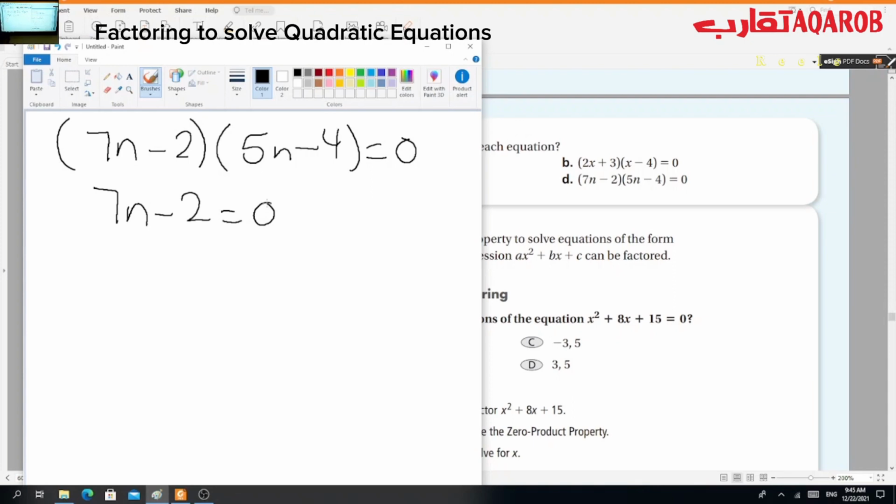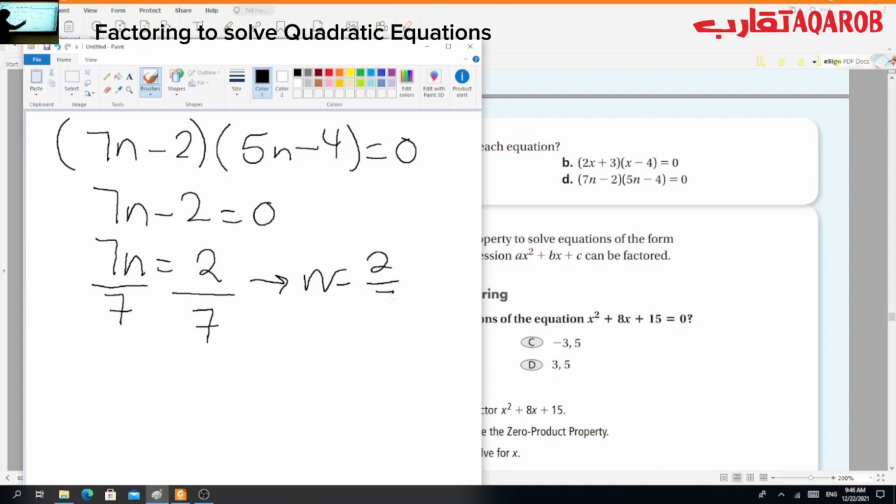In the first case, it's a linear equation, as you can see here. So 7n equals 2. I will transfer 2 to the other side, and then divide by 7 on both sides. So here n equals 2 over 7.